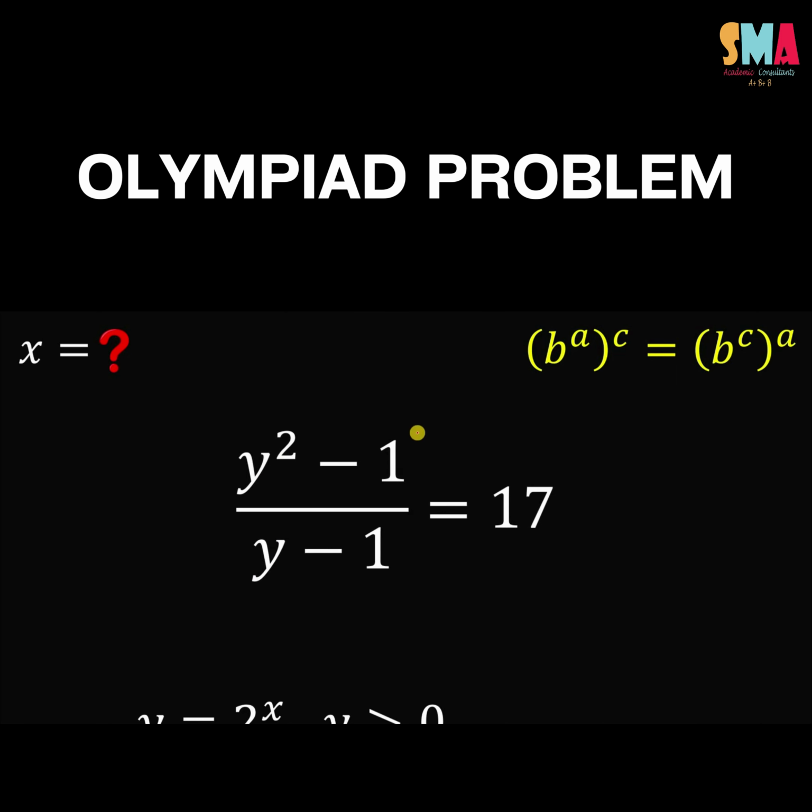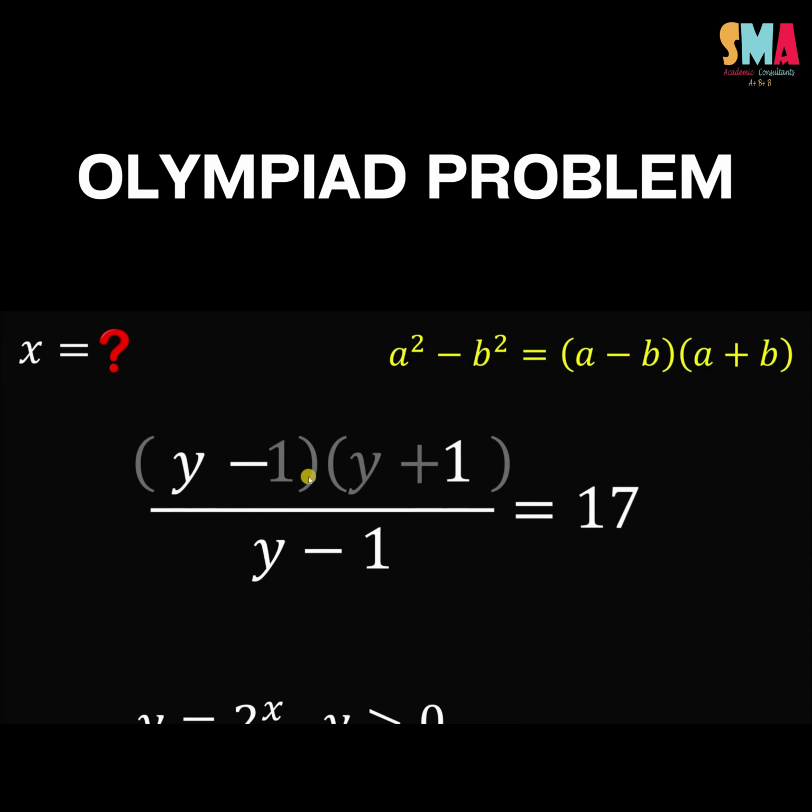Next, on the numerator, we have a square number minus another square number, because 1 can be written as 1 squared. So now we can use the difference of 2 squares. So if we have a squared minus b squared, this can be factored as a minus b multiplied by a plus b. Therefore, the numerator can be factored as y minus 1 multiplied by y plus 1.